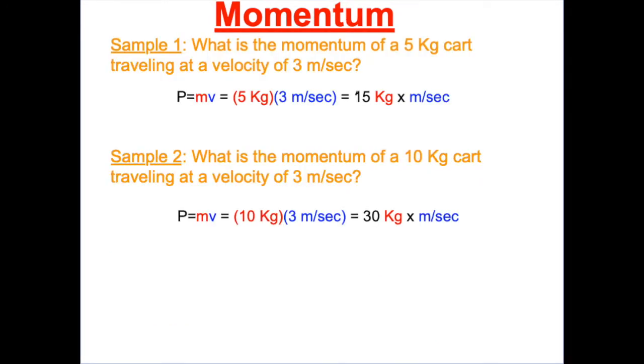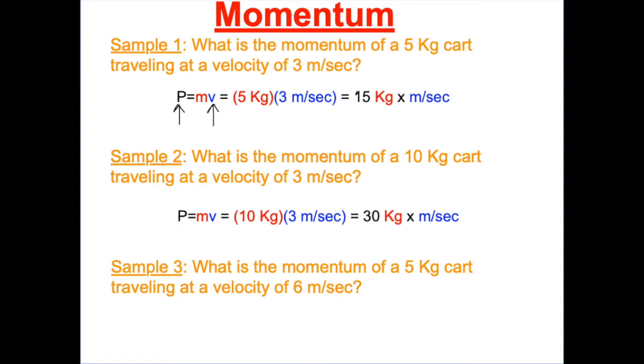Now we can see from the formula that if the velocity is increased, the momentum will increase as well, because mass and velocity are being multiplied. So let's try doubling the velocity of the object in our sample problem 1 and seeing how that affects the momentum. What is the momentum of a 5 kilogram cart traveling at a velocity of 6 meters per second?